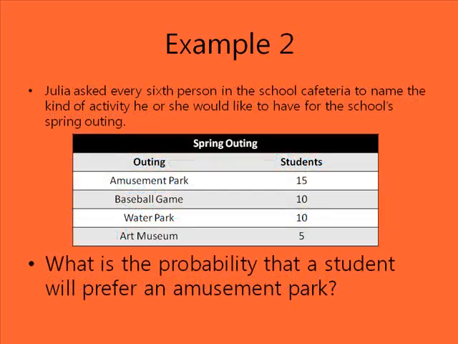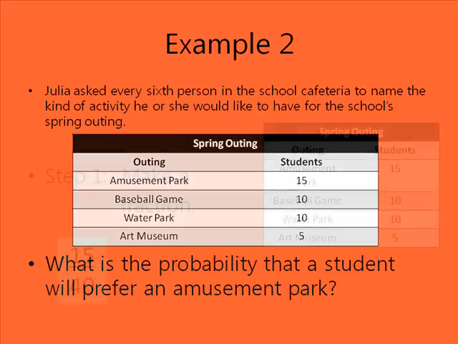For our next example, it reads as follows. Julia asked every sixth person in the school cafeteria to name the kind of activity he or she would like to have for the school's spring outing. So what is the probability that a student will prefer an amusement park?